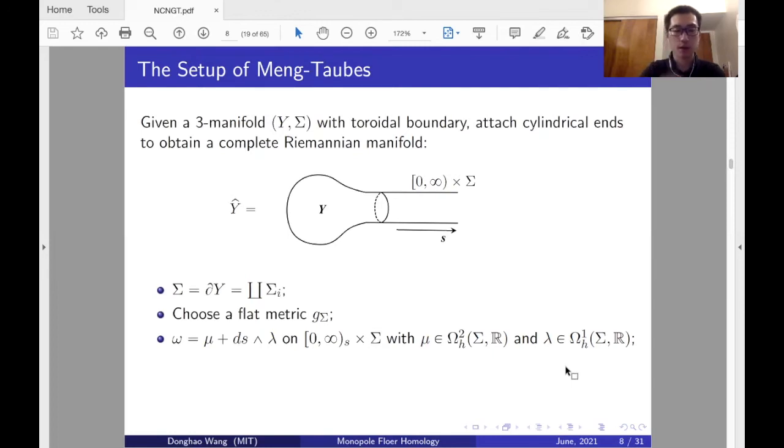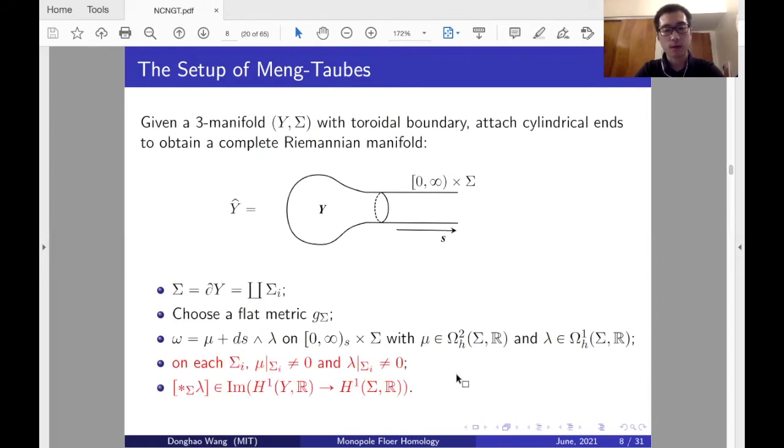At this point, we have some technical conditions for this two-form. First, over each boundary component, both lambda and mu are non-zero. Secondly, the class of star lambda lies in the image of H^1 of Y. Some of the conditions here are not really necessary for defining the group, but all of them are very important for the properties I'm going to state momentarily. I don't really have time to explain why this is the case.